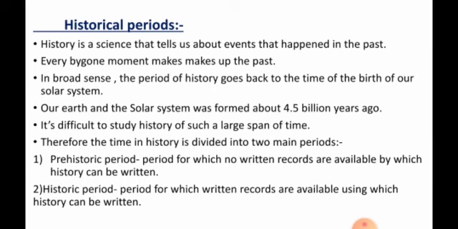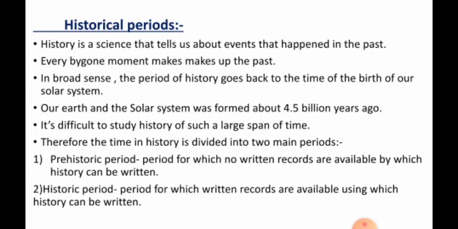Now, historical periods. History is a science that tells us about events that happened in the past. We have already seen this. Every bygone moment makes up the past. Every bygone moment means every time which is gone. Each and every moment, that is, एक क्षण जो गेलेला आहे, makes the past.